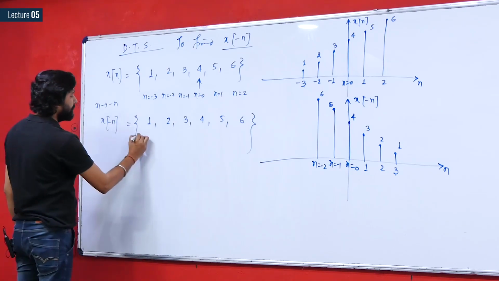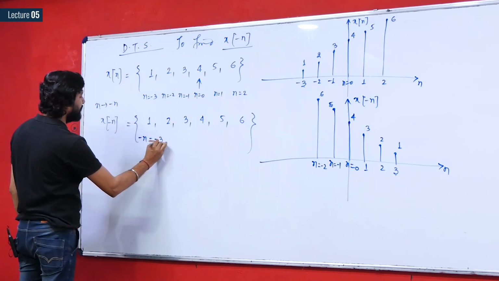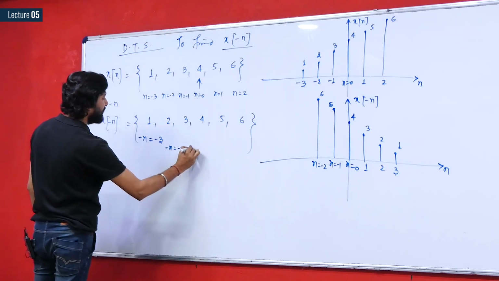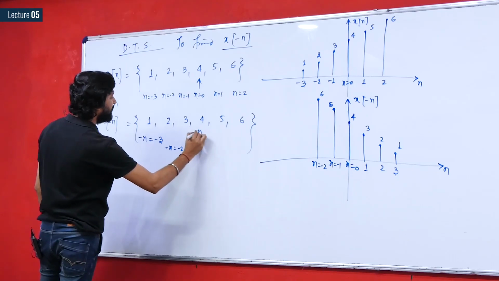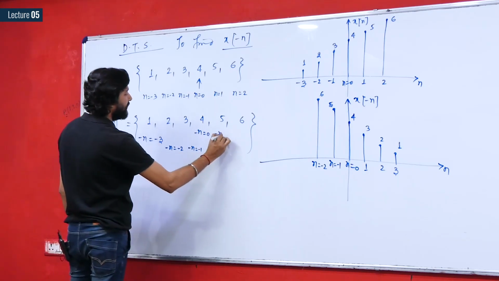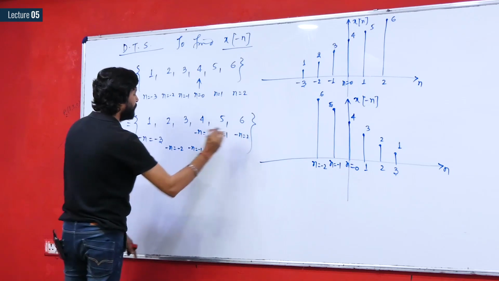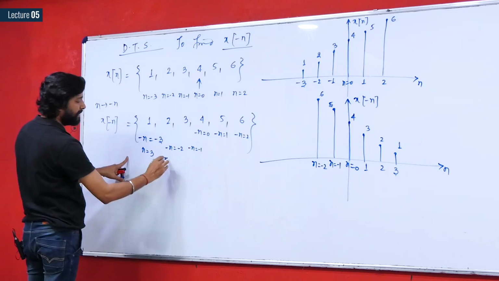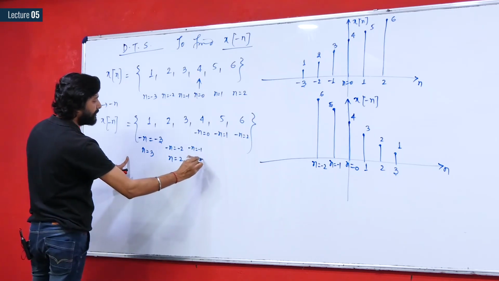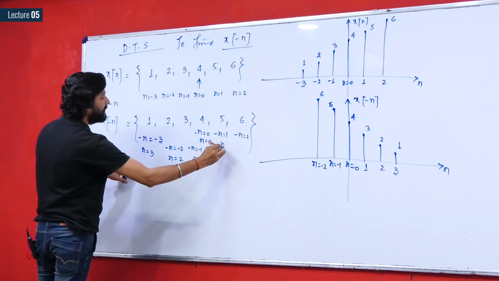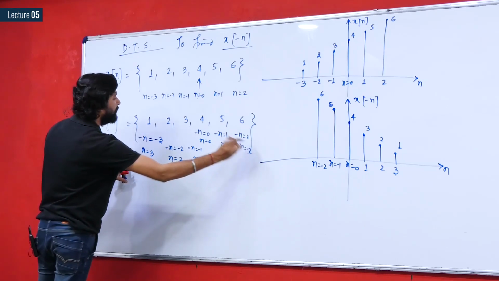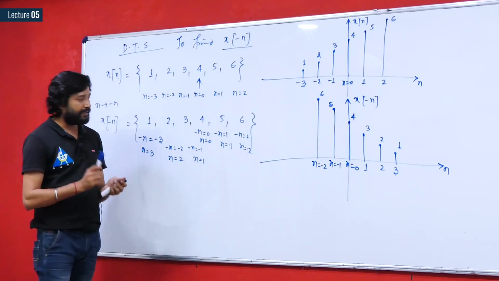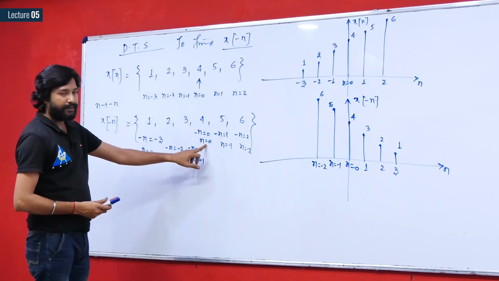If we replace n by minus n, then minus n equals to 3 here, minus n equals to minus 2 here, minus n equals to minus 1, for this minus n equals to 0, here minus n equals to 1, minus n equals to 2. Now if minus n equals to minus 3, then n equals to 3, minus n equals minus 2, then n equals to 2, n equals to 1, n equals to 0, n equals to minus 1 and n equals to minus 2. So if you plot the signal, you will take these values only, but now 4 will be maintained at origin.